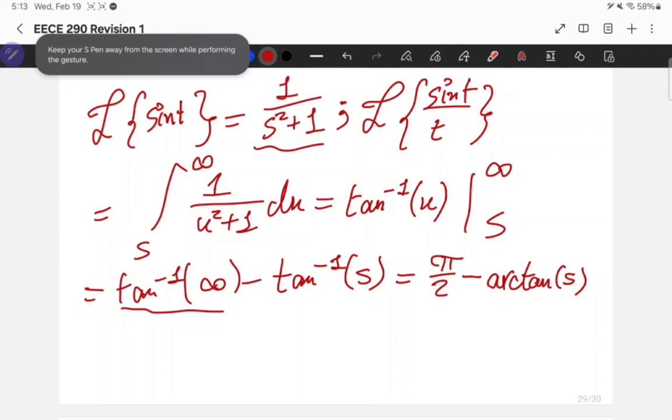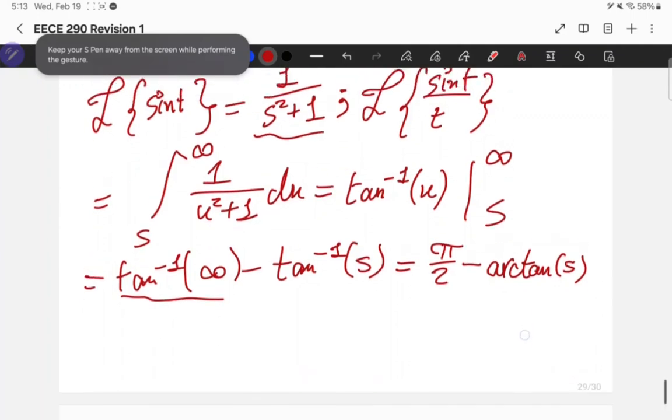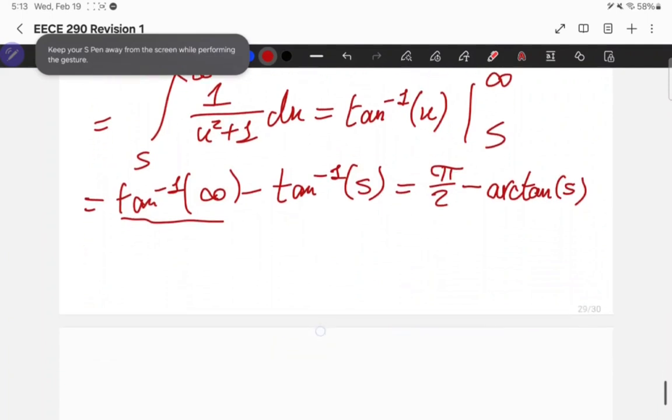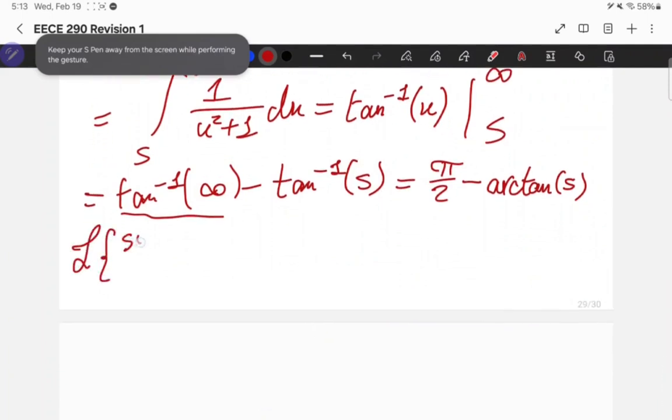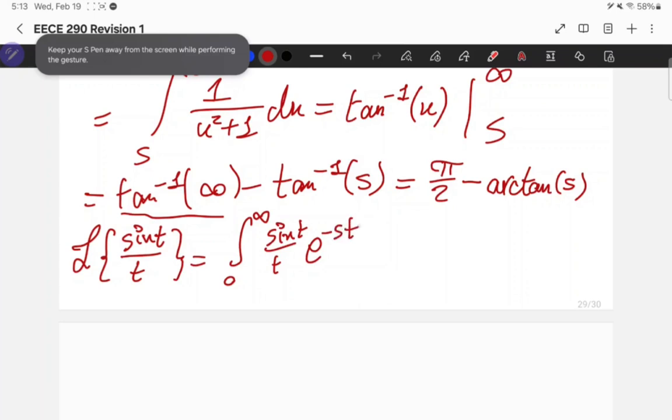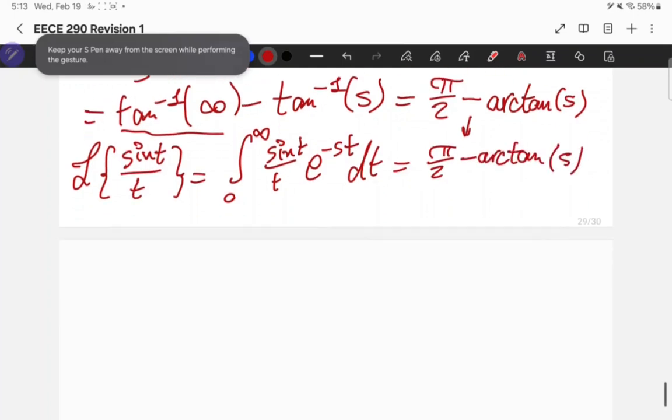Okay, so let's see. By definition, if I found the Laplace of sine t over t, I'll be finding the integral from 0 to infinity of sine t over t exponential minus st dt, which is also equal to this, pi over 2 minus arctangent s. This equality holds. This is the definition of the Laplace transform. And this is whatever I got from my analysis above.